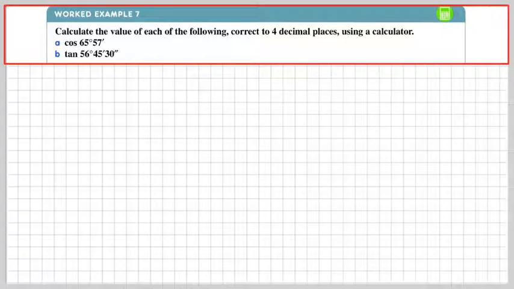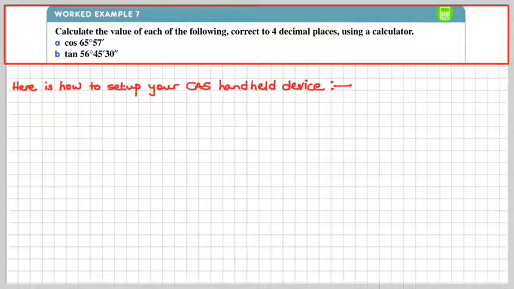If you haven't got a TI CAS handheld device, I apologise to you, but you may still want to keep watching, or you may want to switch me off and get rid of me. But here we go. This is how we set up.